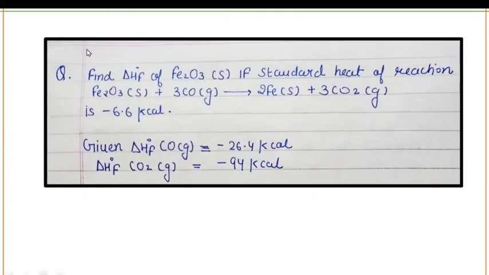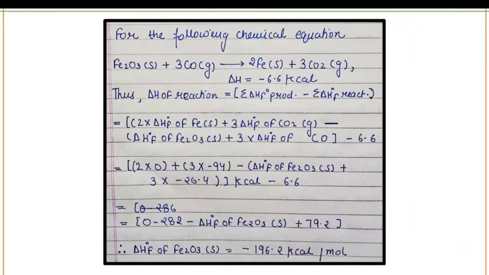For example, find delta HF naught of Fe2O3 solid if the standard heat of reaction Fe2O3 solid plus 3CO gas equals 2Fe solid plus 3CO2 gas is minus 6.6 kilocalorie. Given delta HF of formation for CO is minus 26.4 kilocalorie and delta HF naught of CO2 gaseous is minus 94 kilocalories.